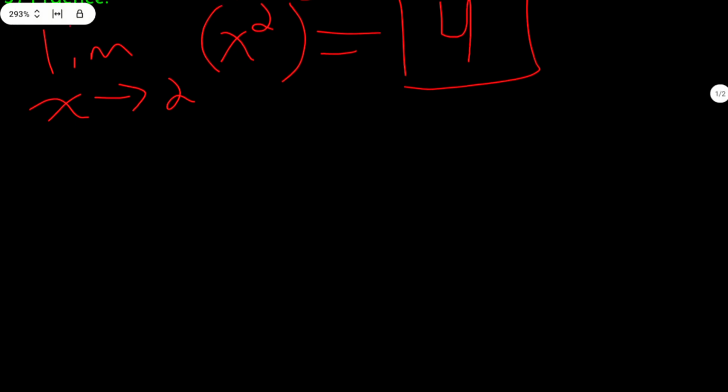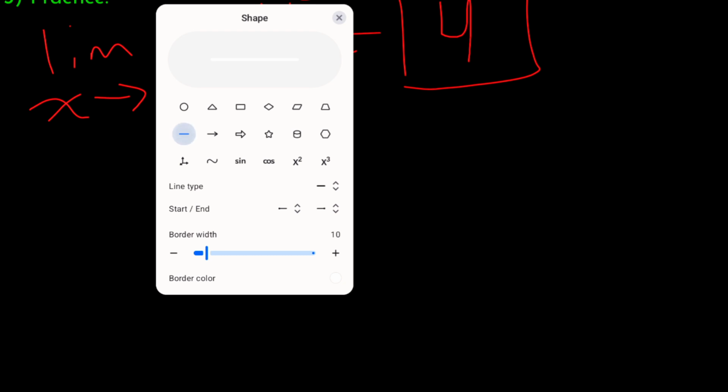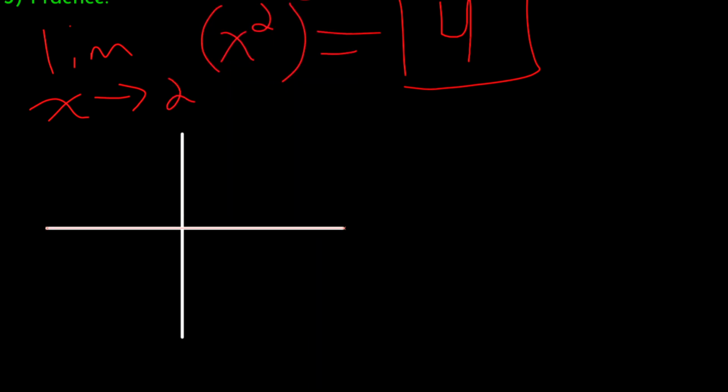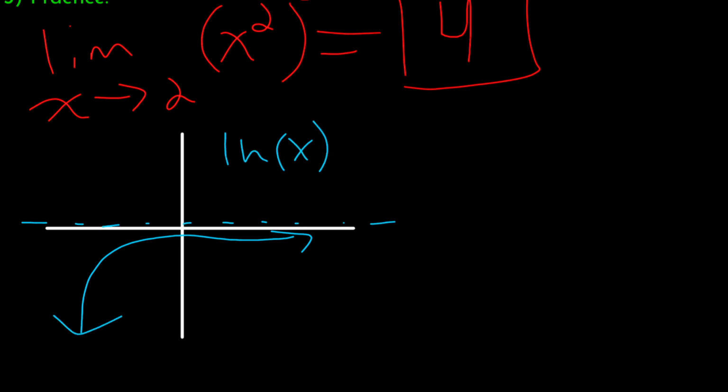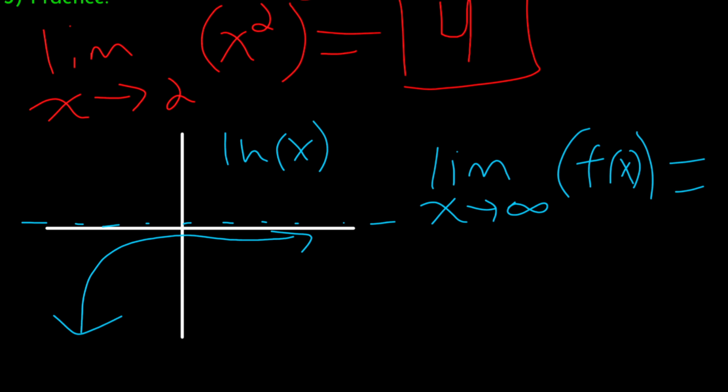So let's do something more complicated. Let me give you a function. If I have a function graph that looks something like this, this is my f of x. And then I draw the graph like this. Let's draw a logarithmic function, and we know there's a vertical asymptote. This is ln of x, let's say. And I want to know the limit as x goes to infinity of this function f of x. Pause the video and see if you can do it.